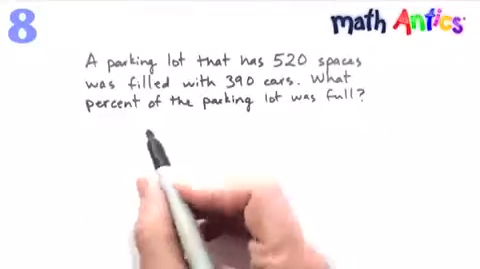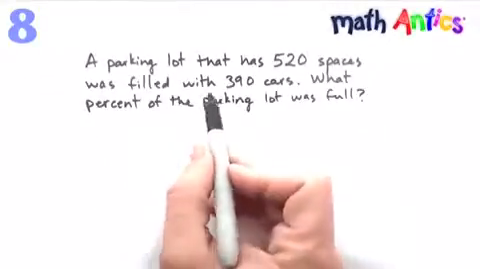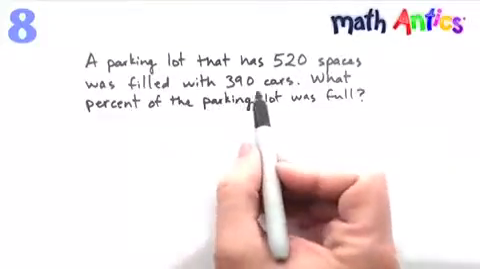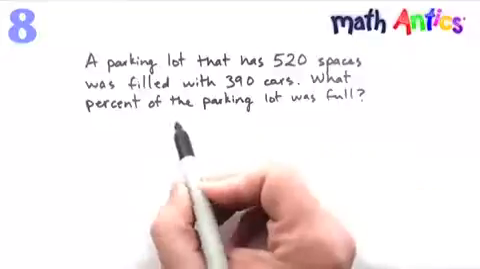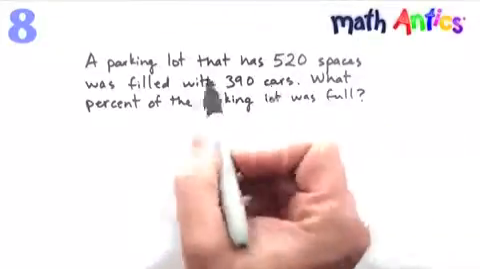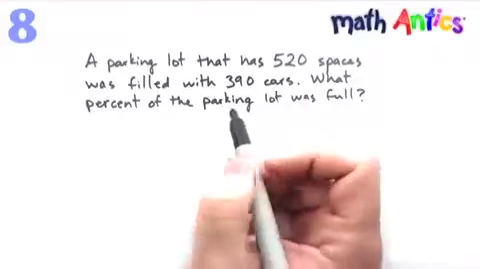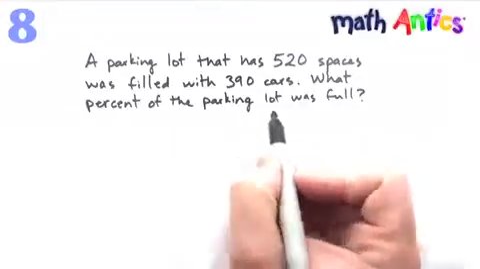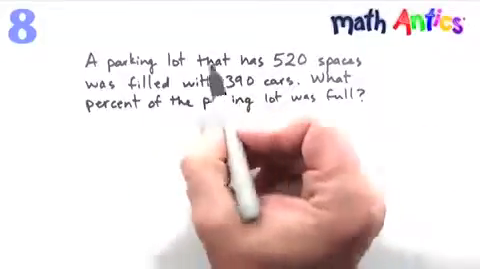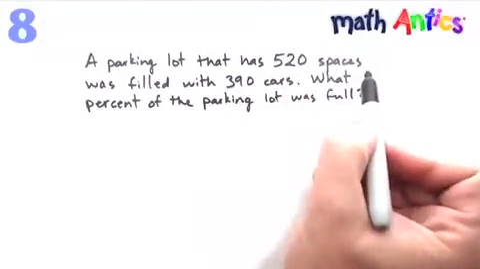And now we have this word problem. A parking lot that has 520 spaces was filled with 390 cars. What percent of the parking lot was full? So we need to use the information we're given in this word problem to find the percent of the parking lot that was full. And the numbers we have is that the parking lot has 520 spaces.